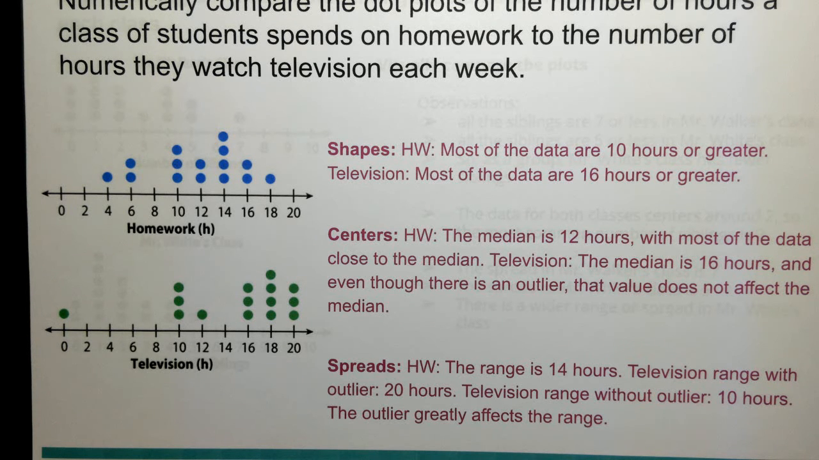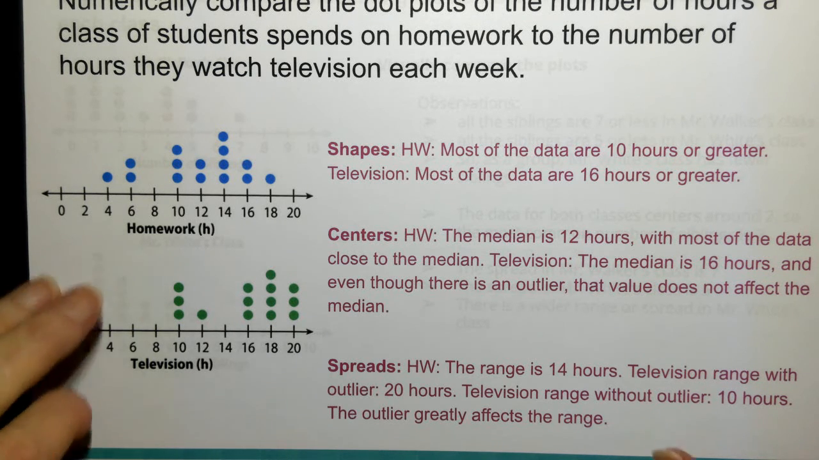So the outlier can really affect your range. It won't affect your median, but it will affect your range. So this is comparing and using more of the numerical data to make our conclusions.